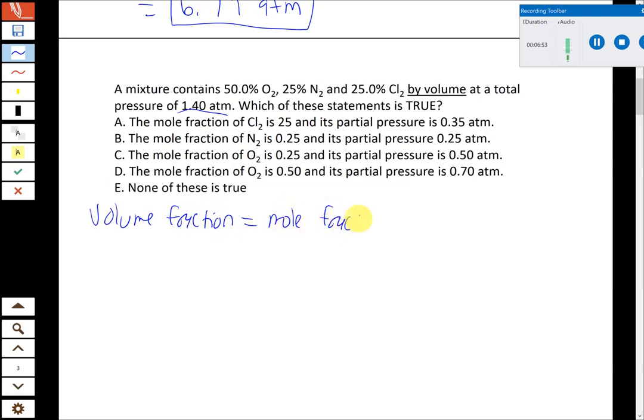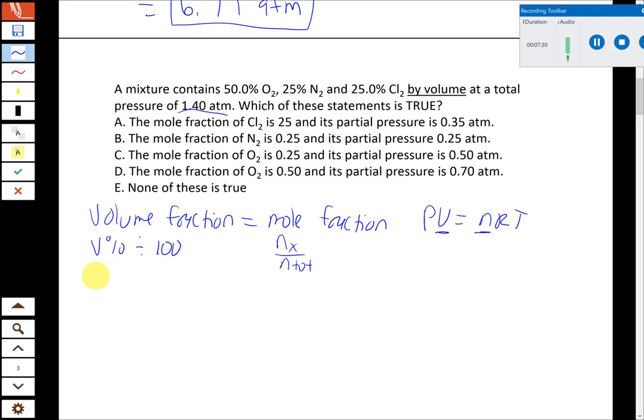The reason for that is because in PV equals nRT, volume and number of moles are proportional to each other, and so the relative amounts in terms of volume and moles are going to be the same if you're talking about a fraction. Remember that the volume fraction is the volume percent divided by 100, and the mole fraction is defined as the moles of that gas divided by the total number of moles. So these two numbers are equal to each other. That's going to be fairly important because all of these answer choices are about the mole fraction.